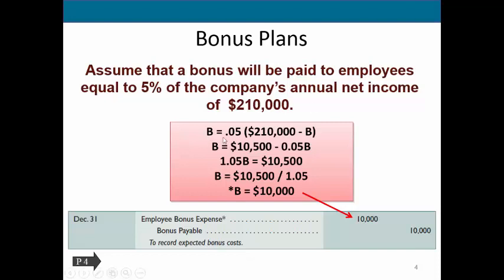We calculate it 5% multiplied by 210,000 minus the bonus. You're asking why we do this? Because remember, it's the company's annual net income. If they made net income of $210,000, that's their net income. But this amount does not yet include one important expense, and that expense is this 5% bonus. So we have to include the bonus here. We can solve for that, and you can go through this following equation here. But in the end, our bonus is $10,000. So we book employee bonus expense, and then bonus payable. This is going to remain a payable until it is actually paid.